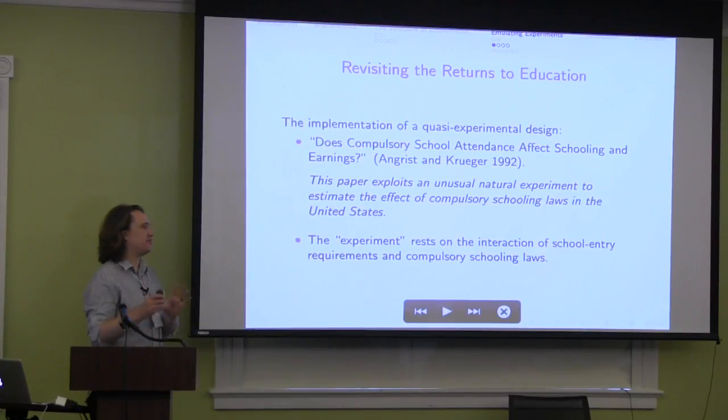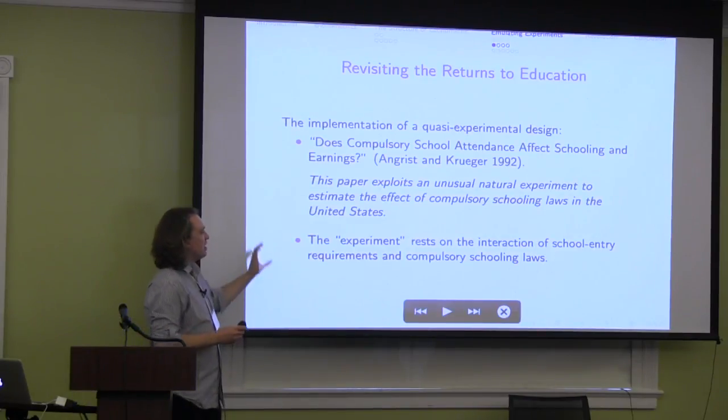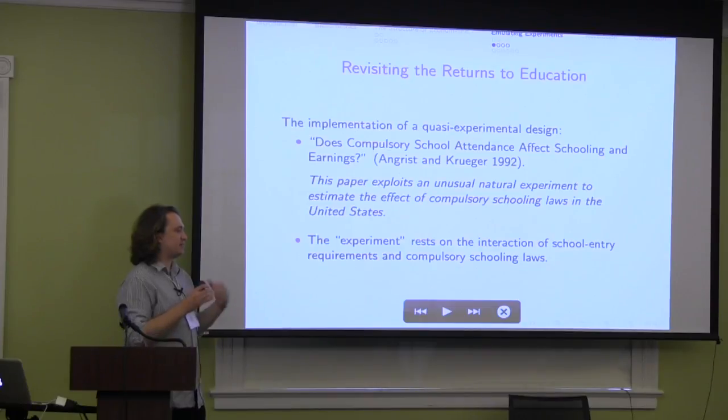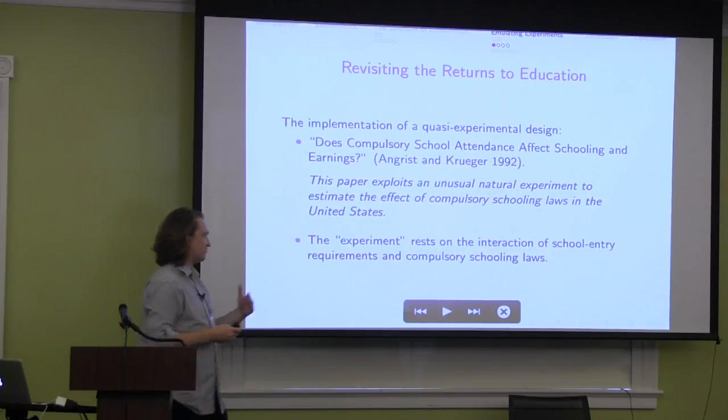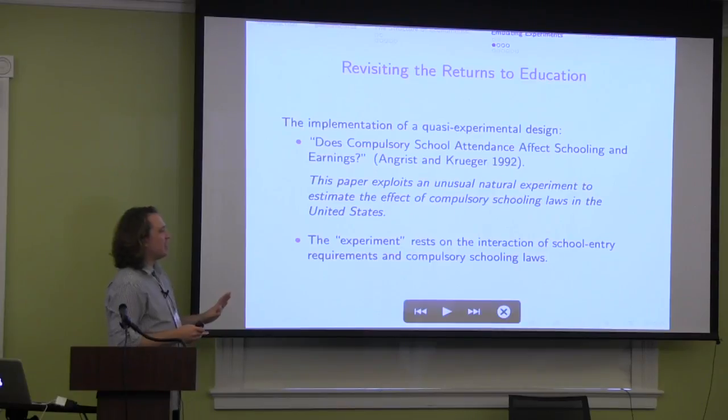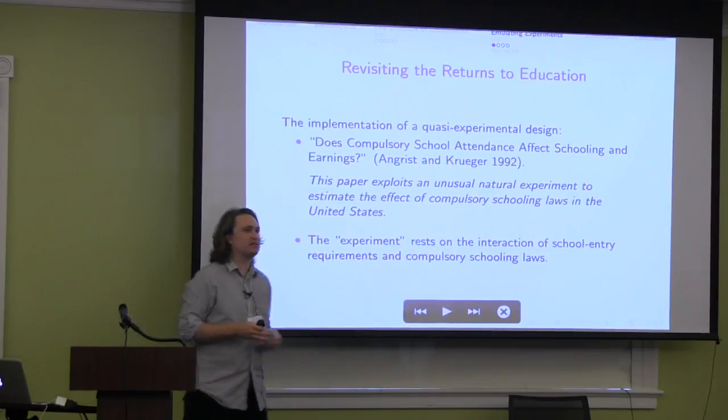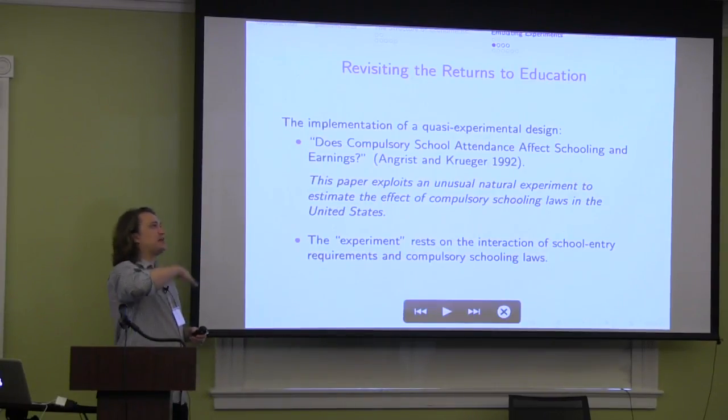schooling laws. So if you're not familiar, in the United States, and I'm sure this is probably true in other countries as well, school entry requirements say something like everybody born after this date has to go to school in their 5th year. Everybody born before this date does not, and vice versa. And compulsory schooling laws say that everyone, typically up to the age of 17, has to be attending school. It's illegal not to attend school.